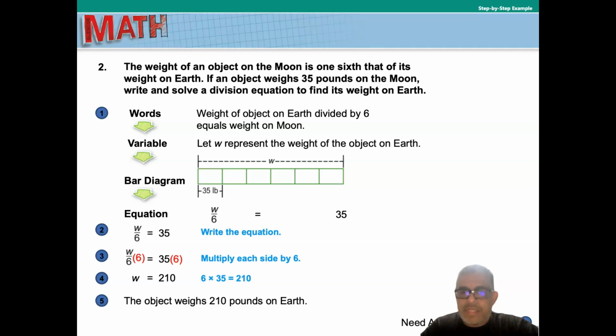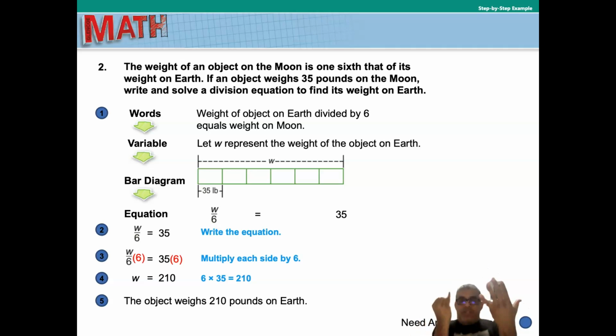And it's 1/6. So we have 6 parts: 1, 2, 3, 4, 5, 6. One of those parts is 35 because it's telling us 1 out of 6. So we have W divided by 6. W is the numerator, 6 is the denominator, and that's equal to 35. So the total, there's 6 parts, and each part is 35.